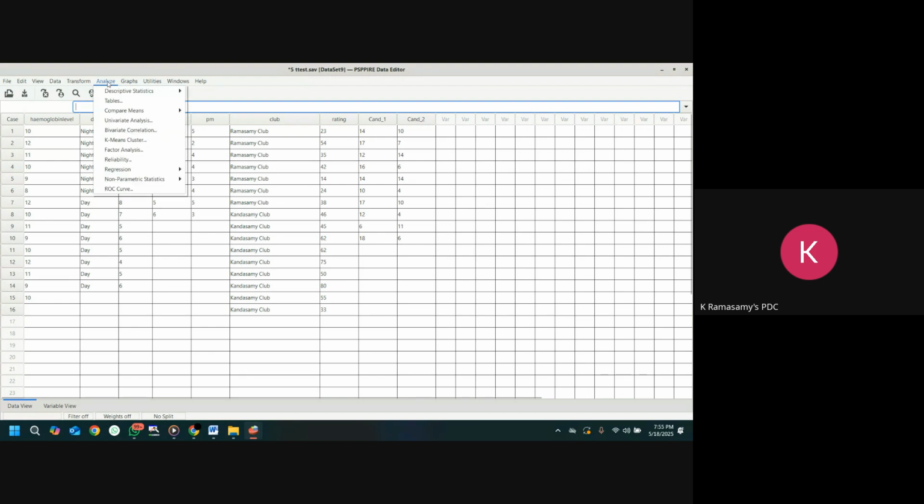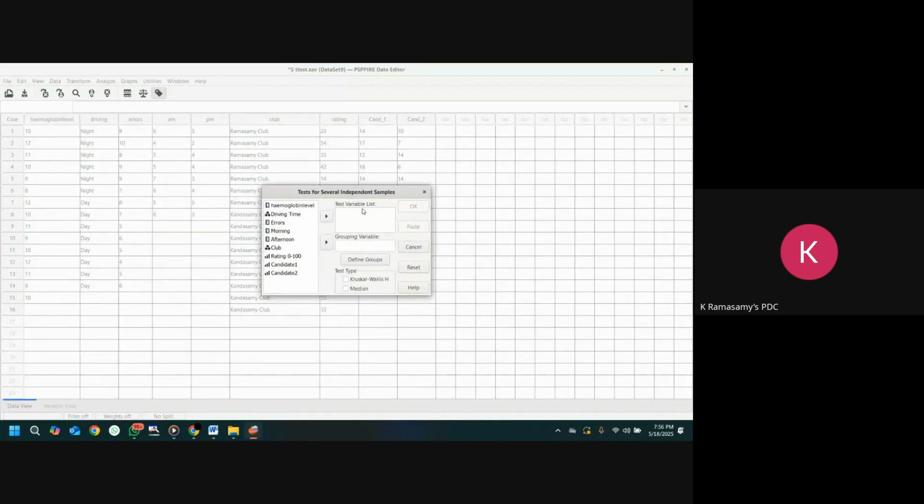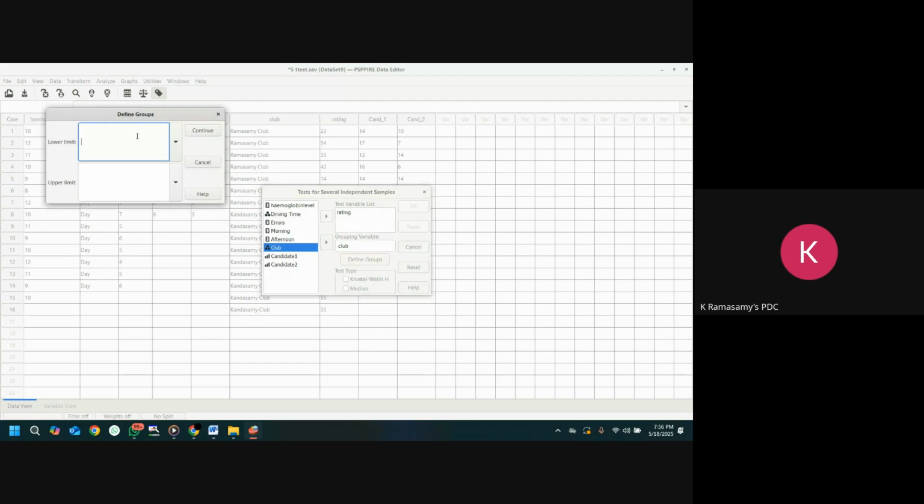Instead, I'll go for a non-parametric test. Okay, go to analyze. In analyze, go for non-parametric statistics. There you can see here K independent samples. What is that? K independent samples. Whether 2 or 3 levels, you can go for the same thing. K independent samples. What is the variable to be tested? I need to test rating 0 to 100. What is the grouping variable? Club. Okay. I have defined the group. Two groups are there. Group 1 and group 2. Kandasamy group, Ramasamy group. Click continue.